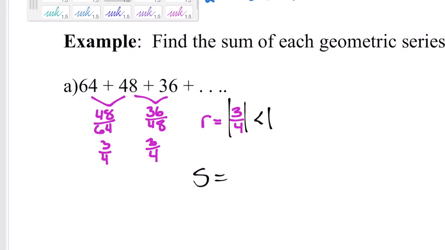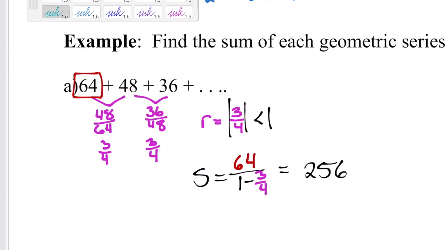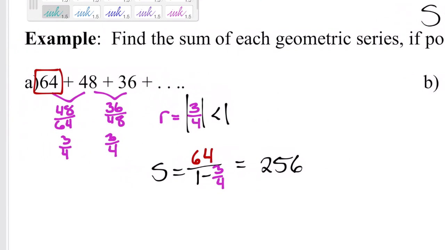Now I need my first term. It's going to go on top. And this will be over 1 minus my ratio, which is 3/4. Plugging this in, we would end up with 256 as our sum of this infinite geometric series.